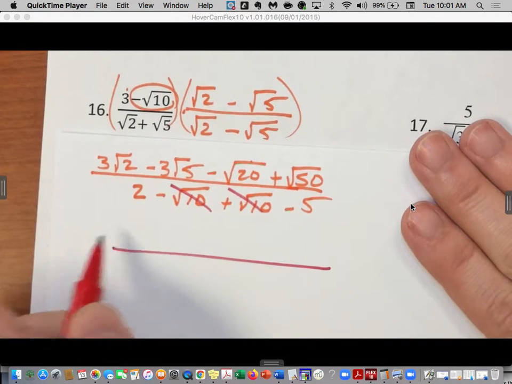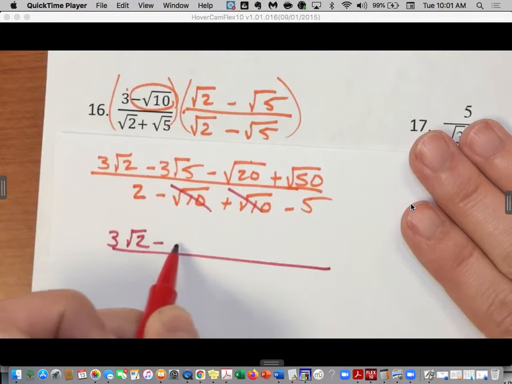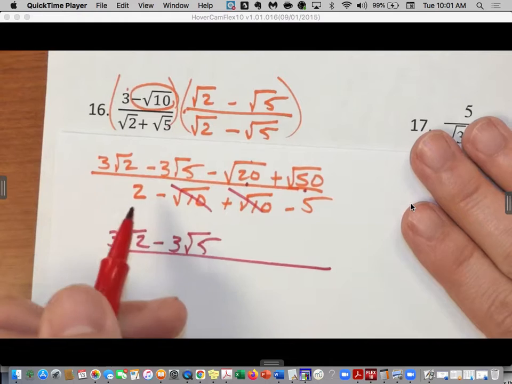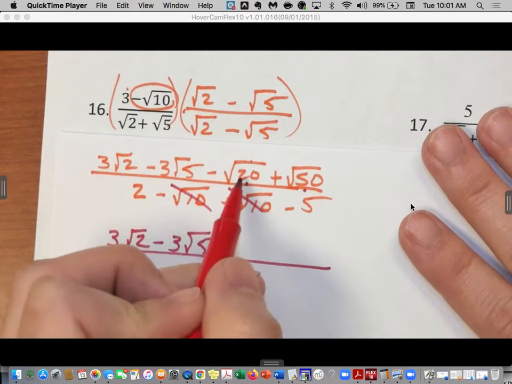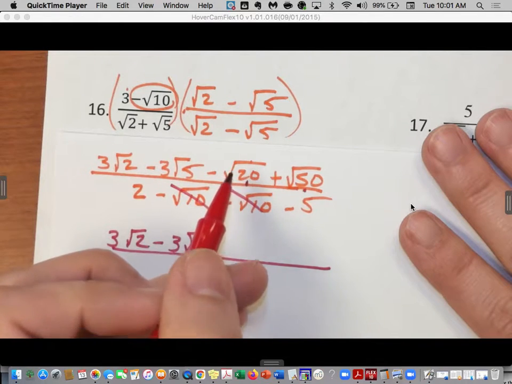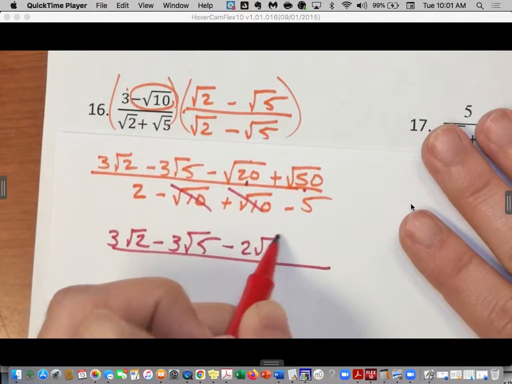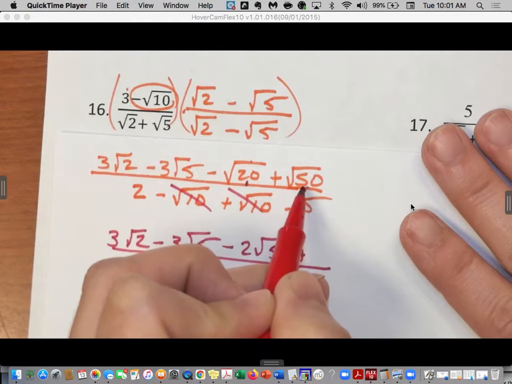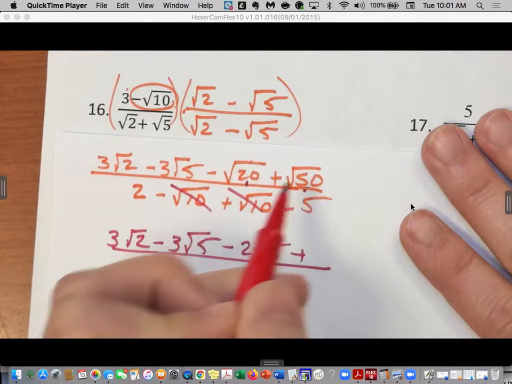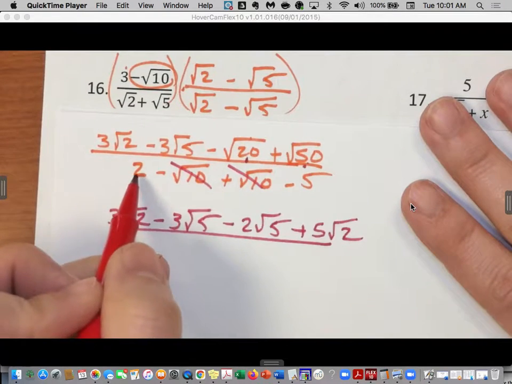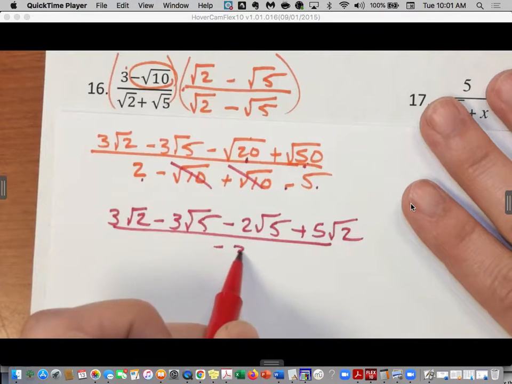Now, in the top, copy these down because these can't be reduced, but these two can. So let's do some in our head. That's going to be 4 times 5, right? The square root of 4 is 2. So the 2 goes out and the 5 stays in. Now 50 is 25 times 2. The square root of 25 is 5 on the square root of 2. Okay. And in the bottom, I've just got 2 minus 5, which is negative 3.